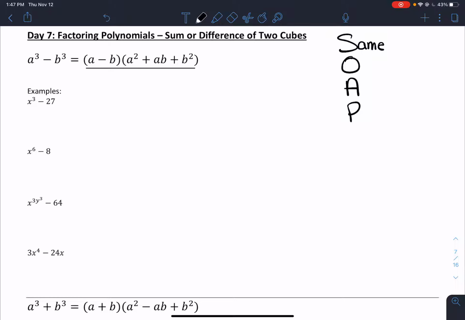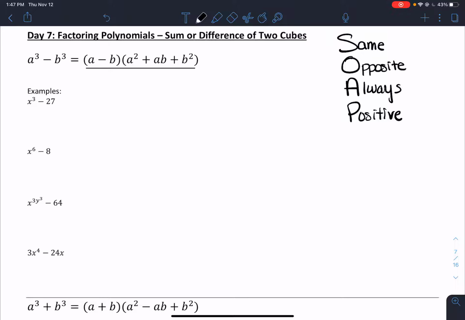So here, it's a cubed minus b cubed. So the first sign is a minus b because it's the same sign. Then the next sign is opposite. So we have a minus b, so the second sign is plus. And then the last sign is always positive. This last sign is always positive.